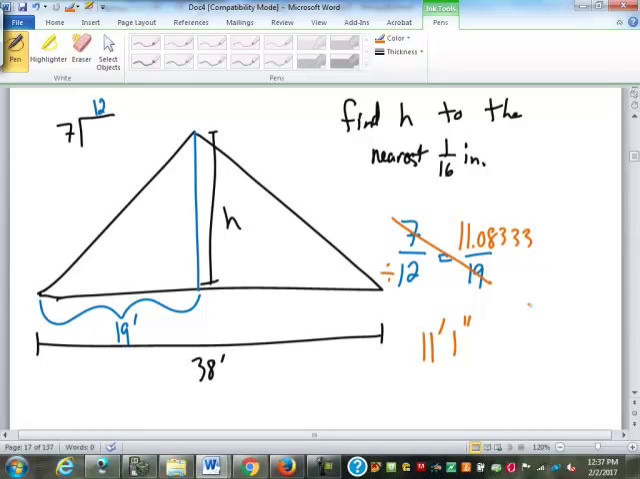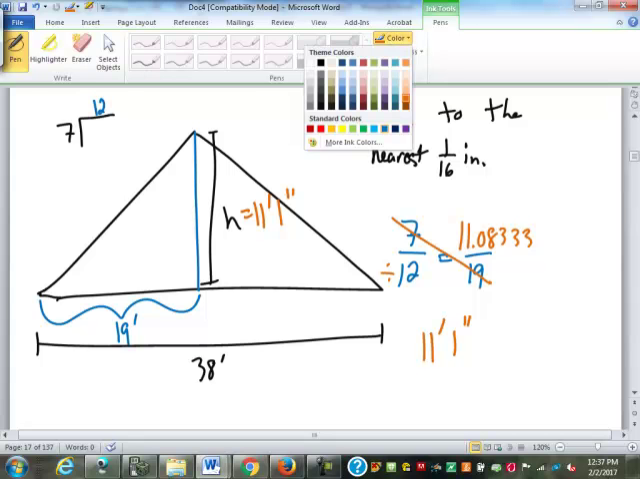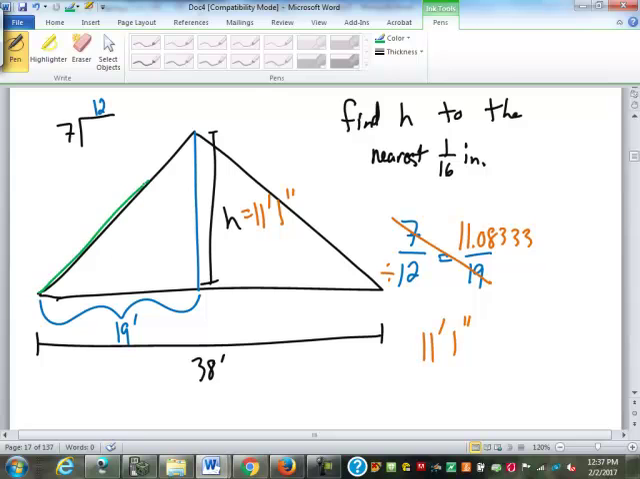I didn't even have to worry about the 16th of an inch. It came out to exactly 11 foot 1 inch. Now, here's the trick. I want to now find the length of this top chord. I need that 11 foot 1 inch back into a decimal foot so that I can use it.